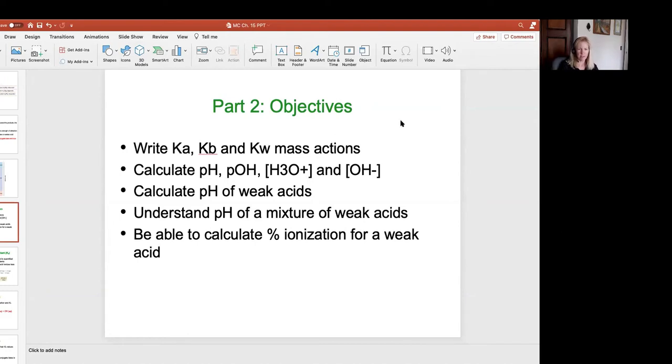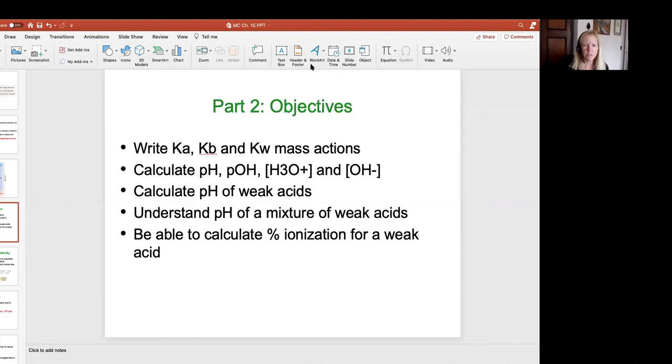We can calculate pH, pOH, H3O+, and hydroxide ion. And these are all interconnected. So we're going to introduce something called the K box and how, if you know one of these, you can eventually get to one of the others. Calculate the pH of weak acids and a mixture of weak acids, and then also calculate the percent ionization for weak acids. So we will do a little bit of calculation, but this is going to be primarily, I'm going to ask you to join in the synchronous Zoom meetings where we're actually working on these problems together. That will be a large part of the objectives for this section.